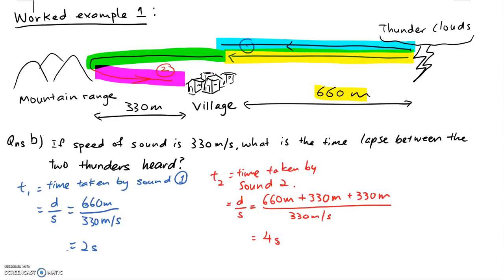This is the reflection, right? So the time lapse between T1 and T2 will give you the answer. Right? So time lapse is then equals to T2 minus T1, and that gives you 4 seconds minus 2 seconds, and hence 2 seconds. Did you manage to answer this part of the question?